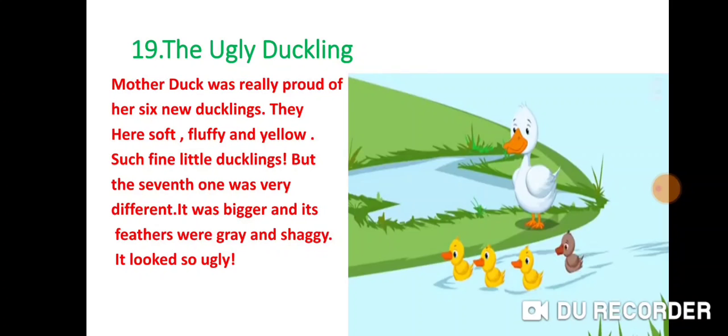Now, out of 7 ducklings, 6 ducklings were very nice and fluffy. They were soft and yellow in color. But one duckling was a little different. It was bigger and its feathers were grey and shaggy. It looked very ugly. As you can see here, the duckling that has grey feathers, I am talking about that duckling on whom this lesson is based.